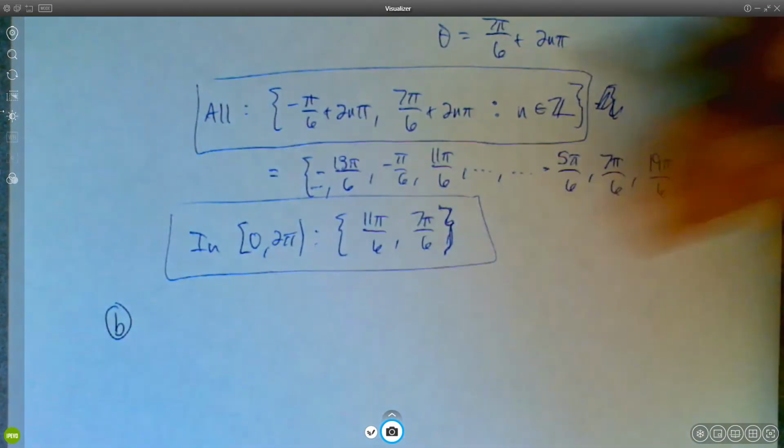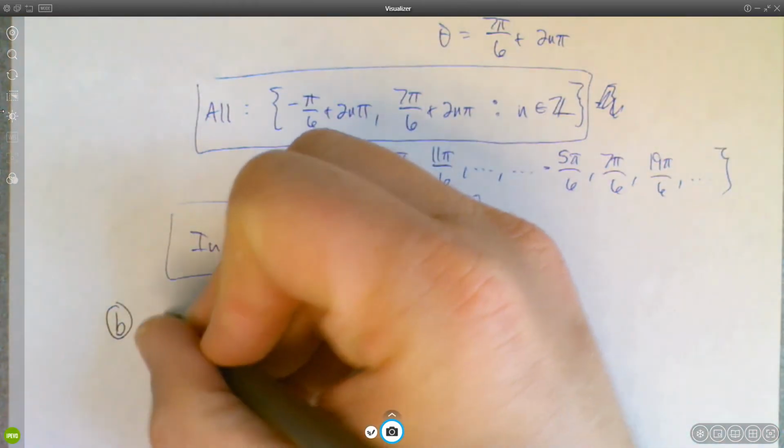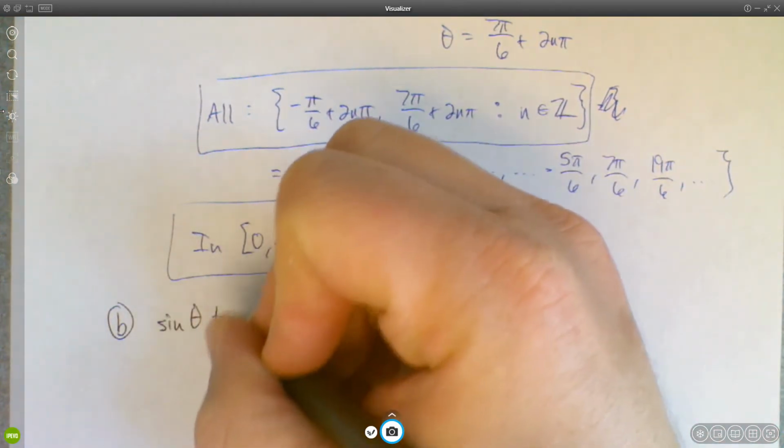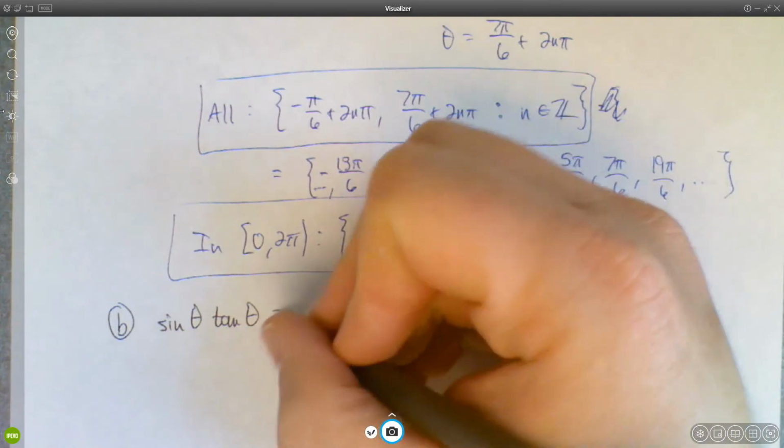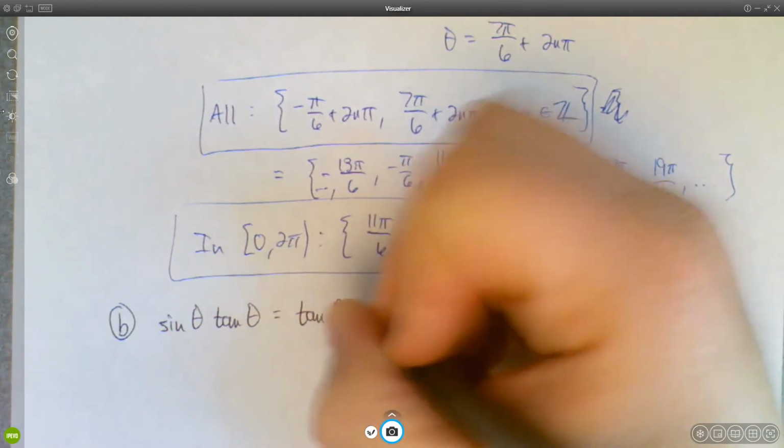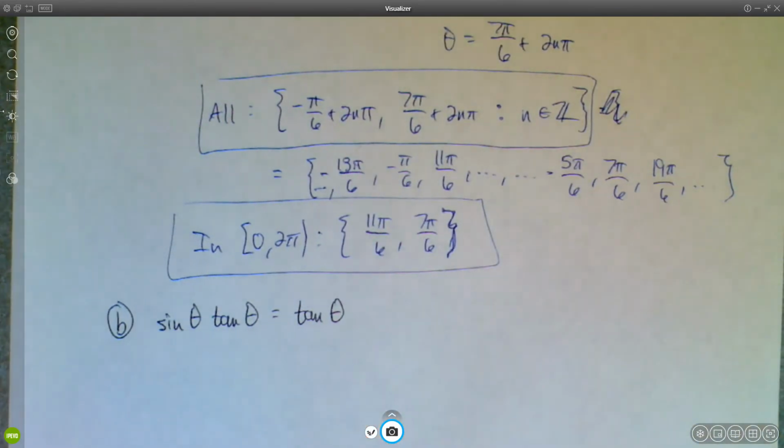Okay, so here's another one. Let's do sine theta tangent theta equals tangent theta.